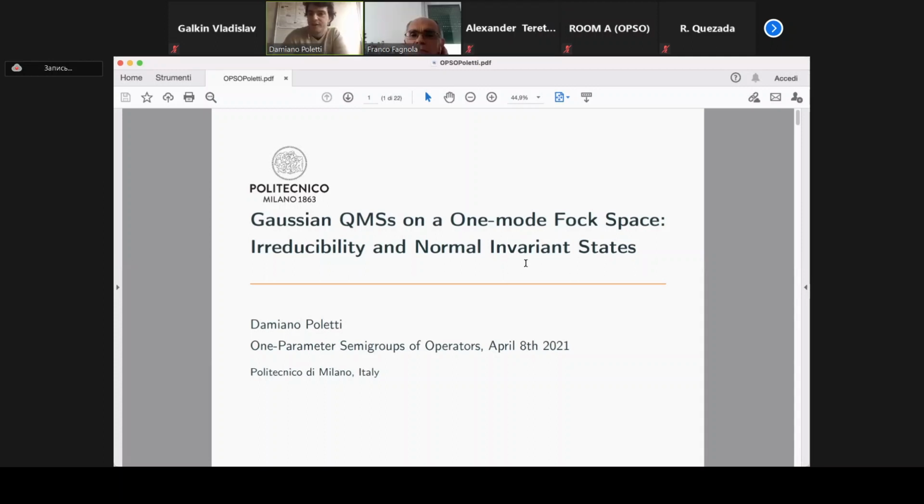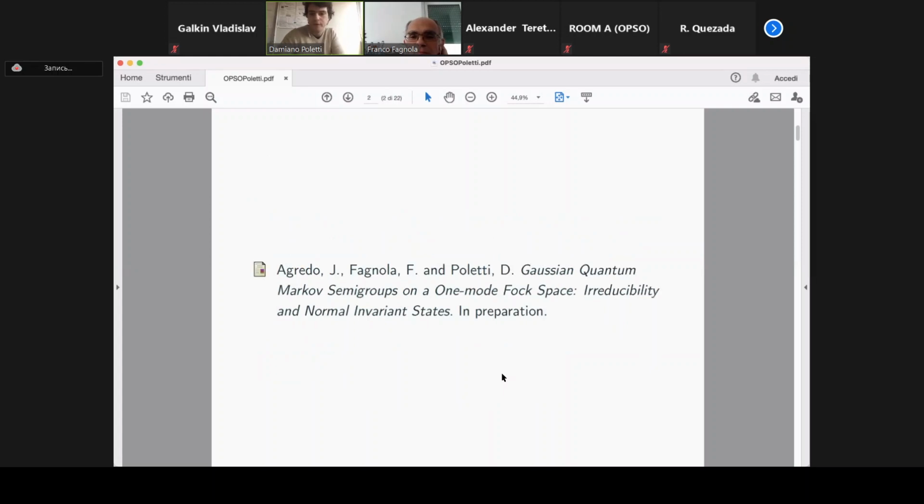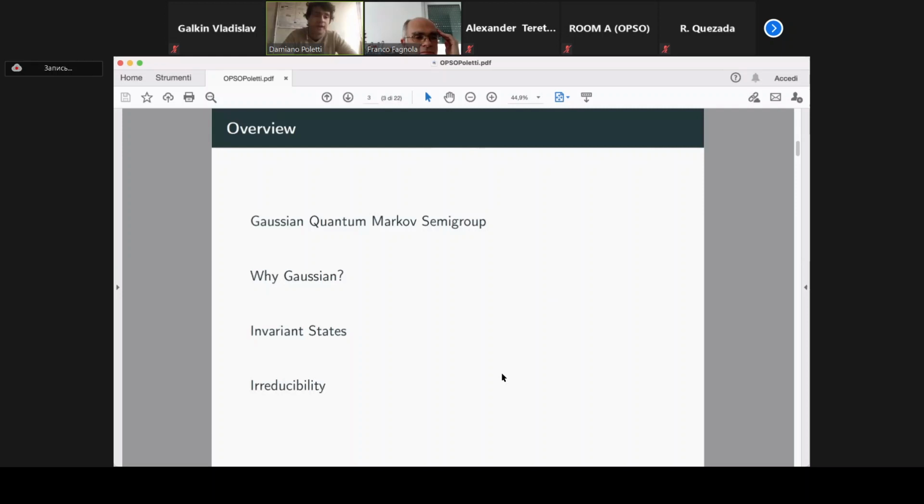My talk will be based on a joint work with Professor Giuliana Gredo and Franco Fagnola, which is still in preparation, should come out really soon, hopefully. It will be divided into 4 sections. The first one is an introduction of what we actually mean by Gaussian quantum Markov semigroups. The second one should present some preliminary results and try to explain why they're called Gaussian. And then the last 2 sections will delve into the meat of the topic by trying to explain the results we obtained on invariant states and the irreducibility property of the semigroup.